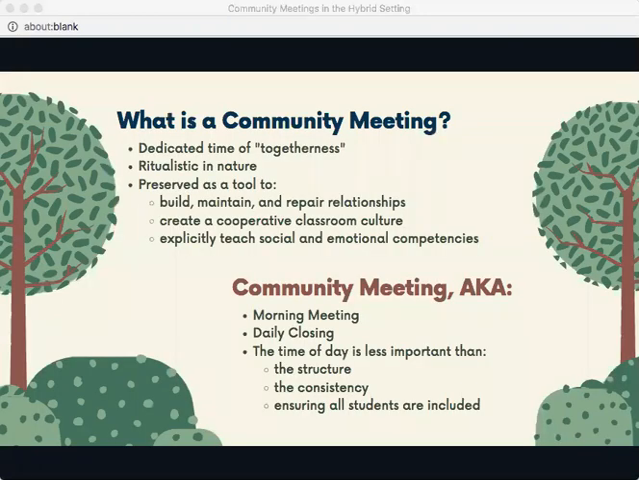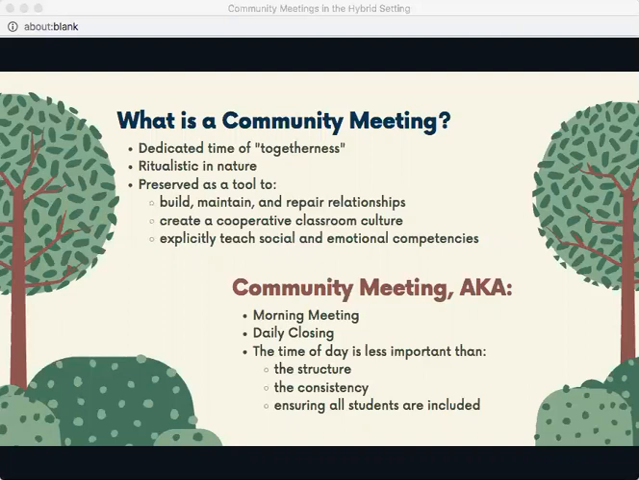So, what is a community meeting? A community meeting is a dedicated time of togetherness. It's also ritualistic in nature. And this is important because trauma informed best practices indicate that routines and rituals provide a critical sense of safety and predictability for students. The community meeting is a perfect vessel for this much needed security.